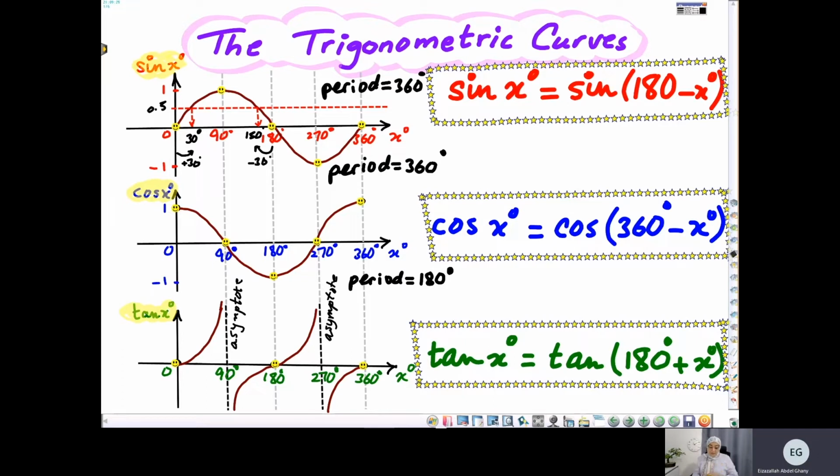Cosine has the same feature. The maximum value of the cosine is 1 and the minimum value of the cosine is -1, but it never exceeds these two limits.